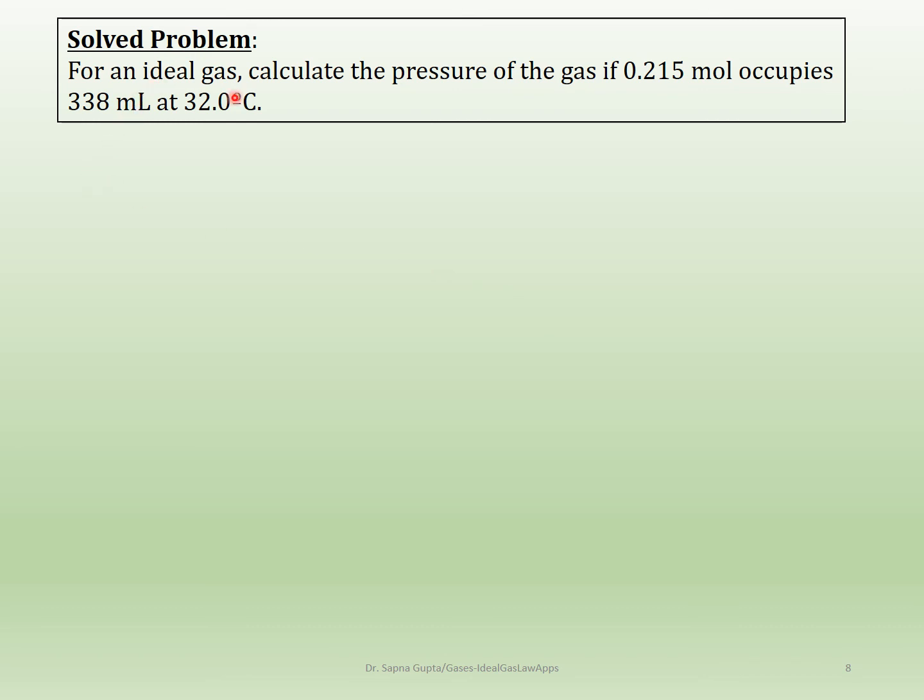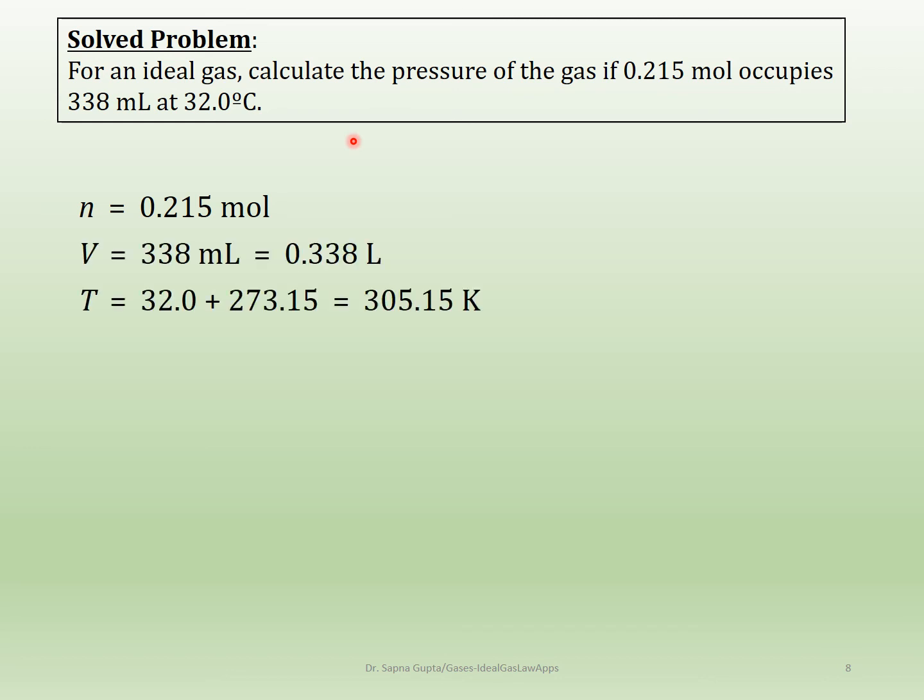For an ideal gas, calculate the pressure of the gas if 0.215 moles occupies 338 milliliters at 32 degrees Celsius. So that's the problem. We find all the different things that we have. The number of moles is given to us. Volume is given in milliliters, so you convert that into liters. Temperature is given in degrees Celsius, so you convert that into Kelvin. Then we're almost there, because we're supposed to calculate the pressure. Just remember PV is equal to nRT, and therefore pressure is equal to nRT over V.